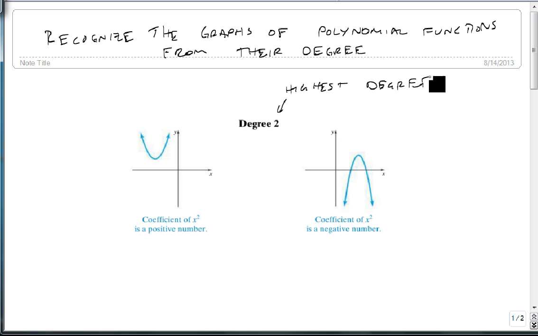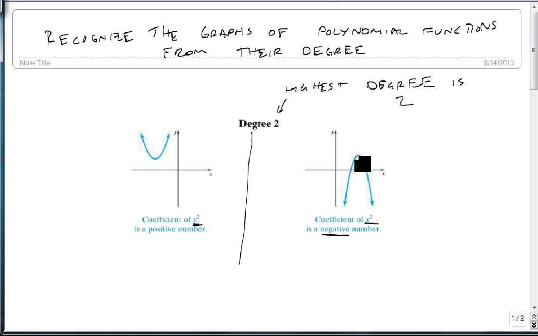And if we were to point plot any degree 2 polynomial, we'd notice that we get this U shape, like here or here. And so the big difference is there's a divide between these two. If the coefficient of the x squared term, the highest term, is positive, then it's always going up. If it's negative, though, like in this case, then it's always going down from its starting point.